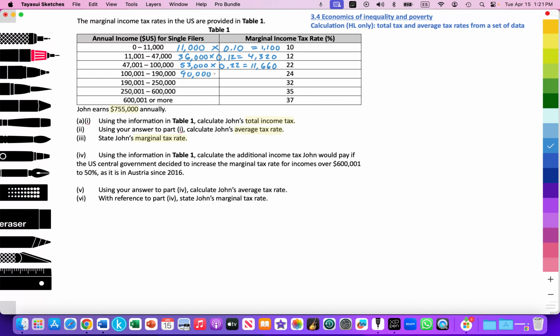So 90,000 times the decimal value of 24%, 0.24. That's going to equal 21,600. And then 250,000 minus 190,000.